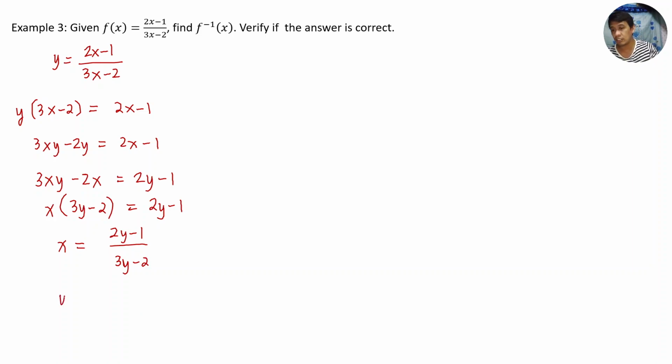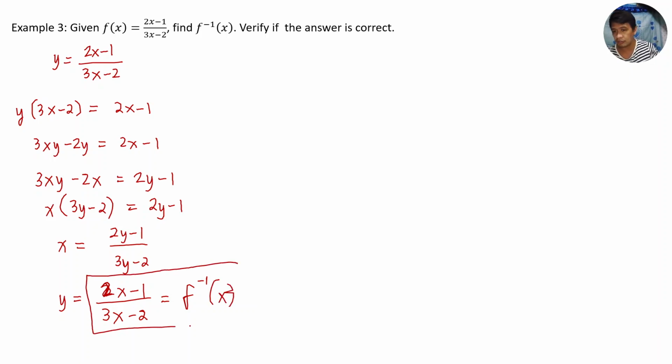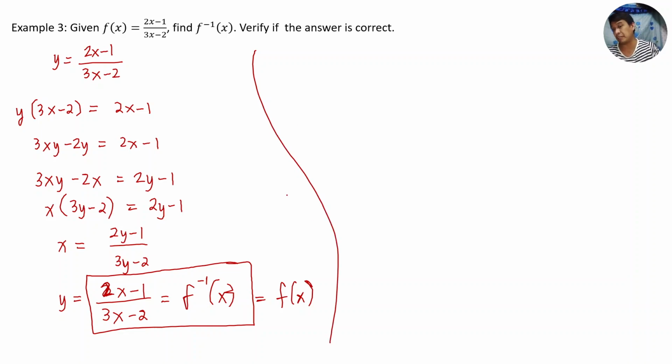Then we interchange x and y. This is 2x minus 1 over 3x minus 2. And that therefore is our inverse of the function, which is exactly the same as that of our function. This is called self-inverse. And let us try to verify kung totoo ang self-inverse, meaning to say f of x is equal to its inverse.